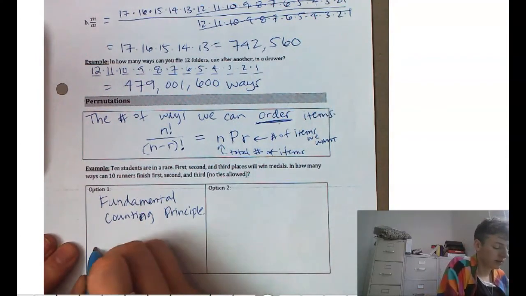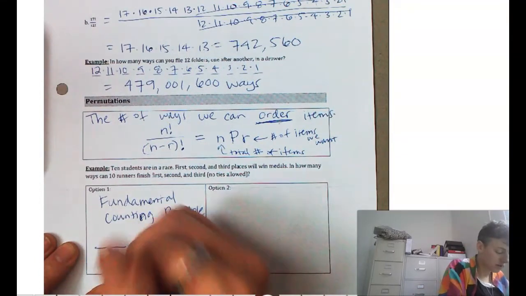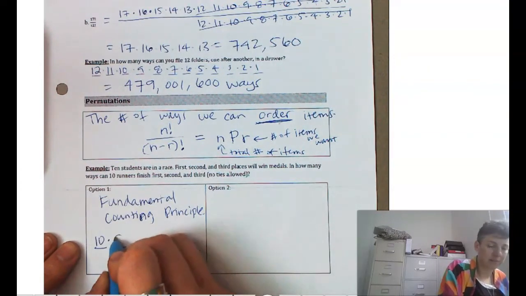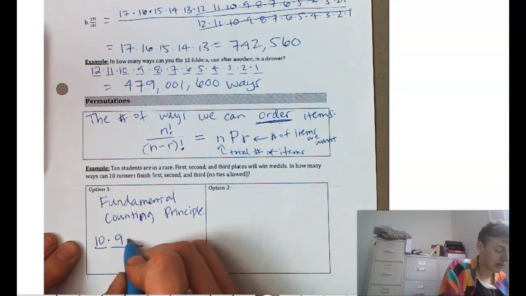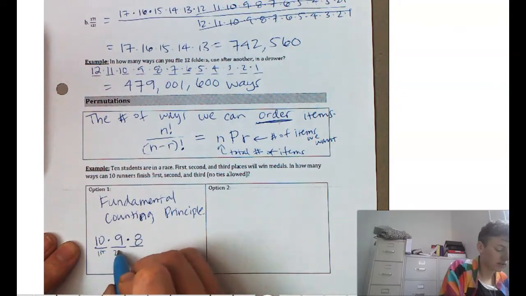So, how many slots do we have? First, second, and third. We've got 10 runners, so there's 10 people that can win first place. Nobody's allowed to tie, so then there's only 9 people that can win second place, and 8 people that can win third place. First, second, third.